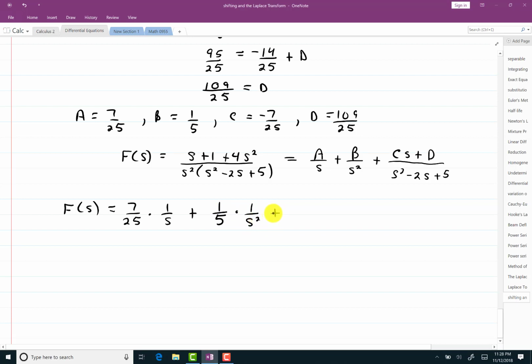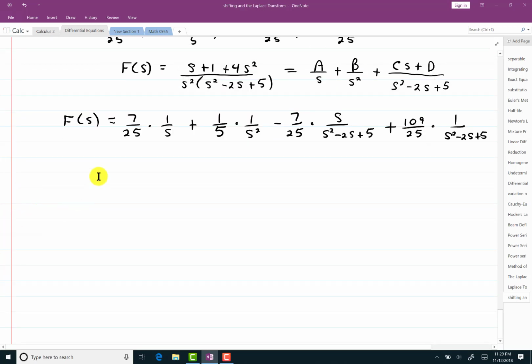The c is negative, so let me go ahead and pull that out. Negative 7 over 25 times s all over s squared minus 2s plus 5. And then the d was 109 over 25, so I'll have plus 109 over 25 times 1 over s squared minus 2s plus 5.